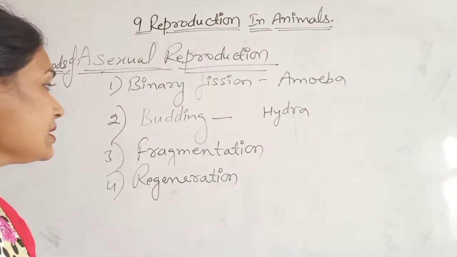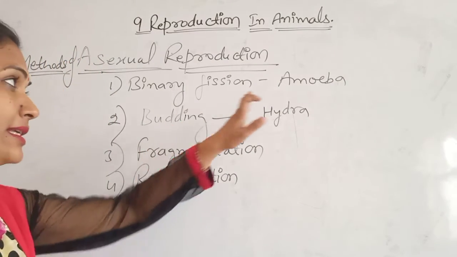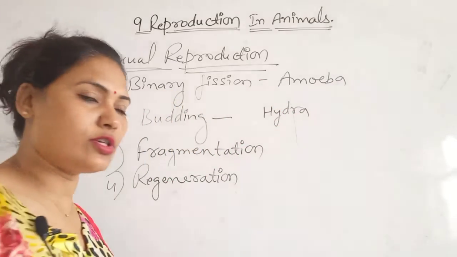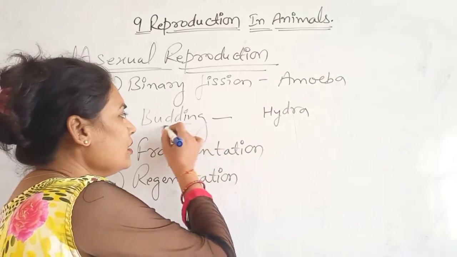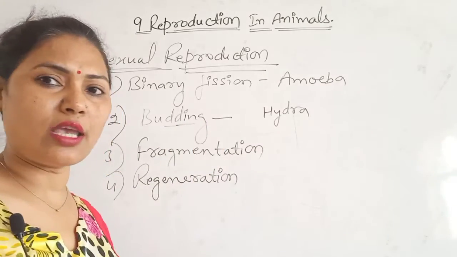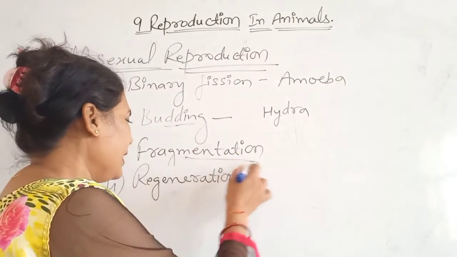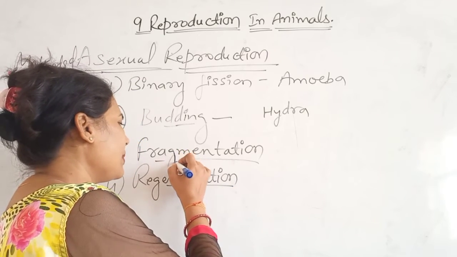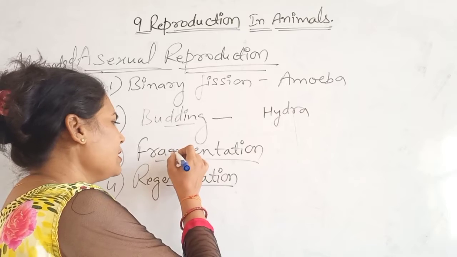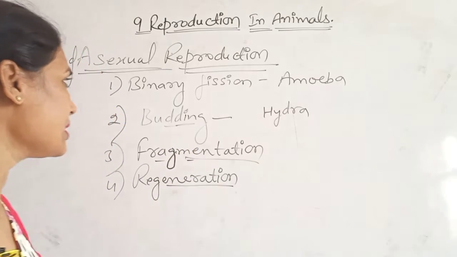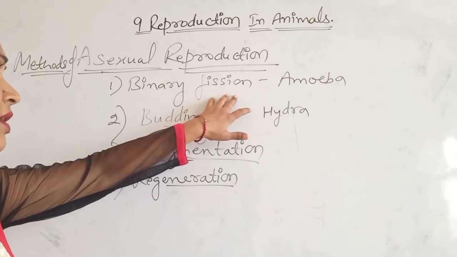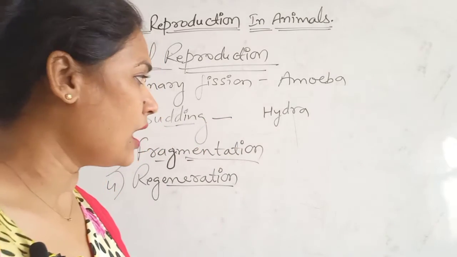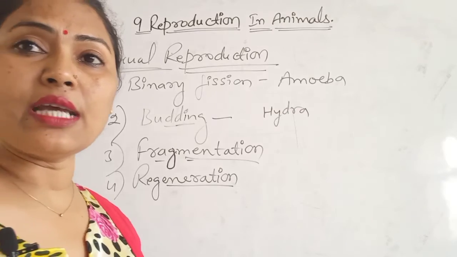So in animals, asexual reproduction taking place in amoeba is by the process of binary fission. Okay. Budding is taking place in hydra, then fragmentation and regeneration. So these are the different types of asexual reproduction. But in your book two processes are given, binary fission in amoeba and budding in hydra. So let us discuss how binary fission is taking place.